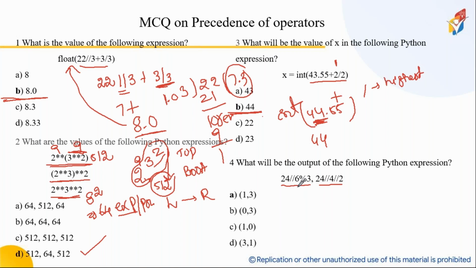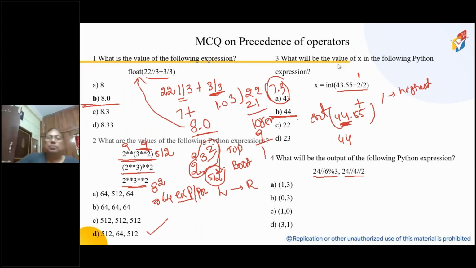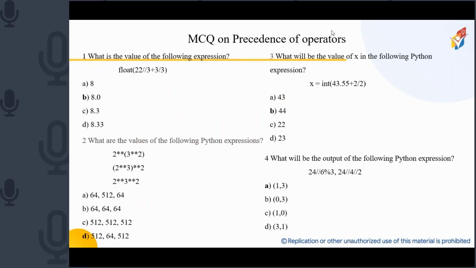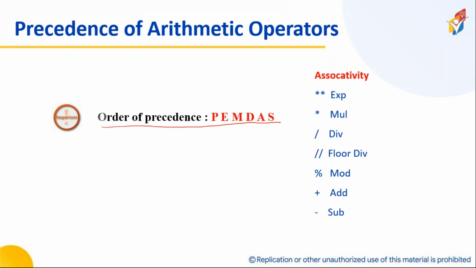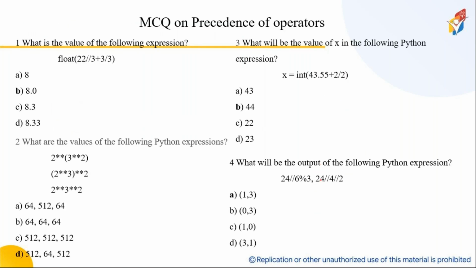Now, can you please answer these two questions? First of all, let us discuss this concept: 24 // 6 mod 3. Which has the highest precedence, the mod operation or the // operation? It is the double slash operation. First of all, 24 // 6: 4 sixes are 24, so the answer is 4. Then 4 mod 3: 1 three is 3, remainder is 1. So the answer for this expression is 1.